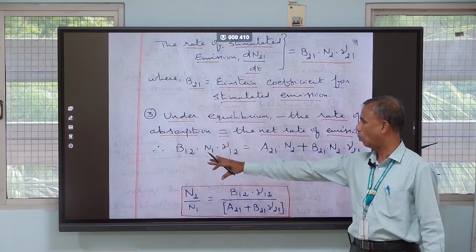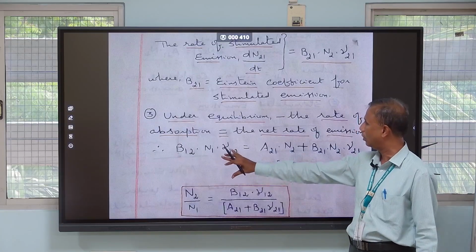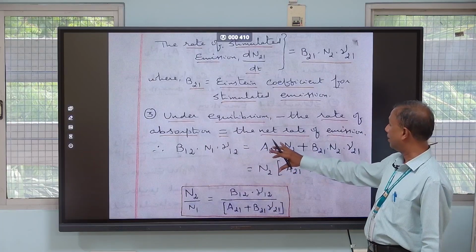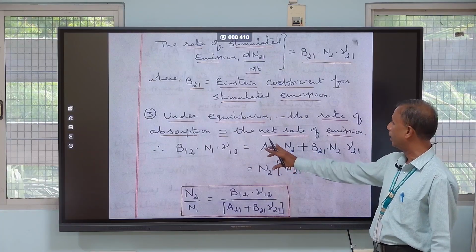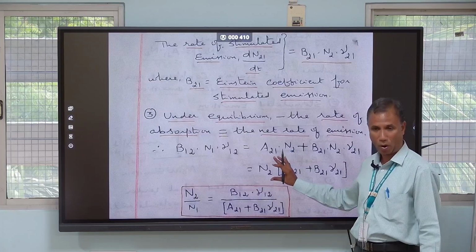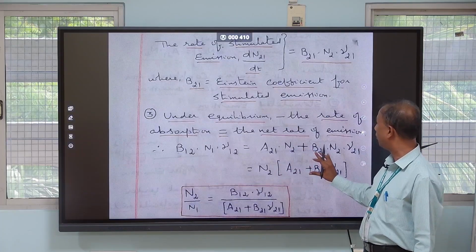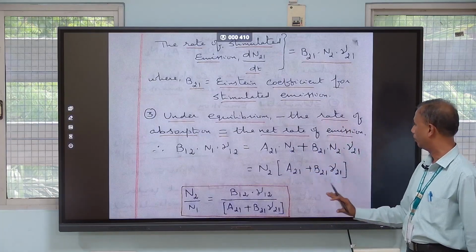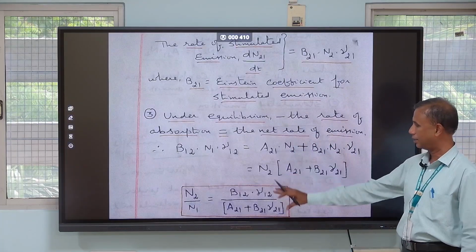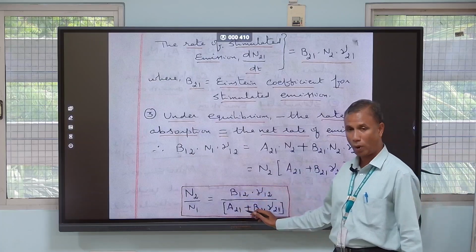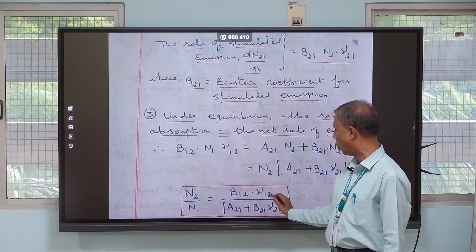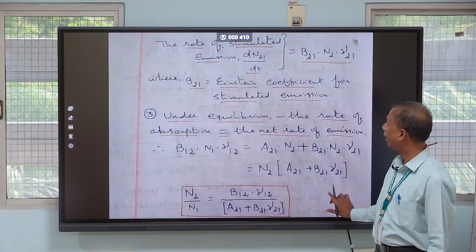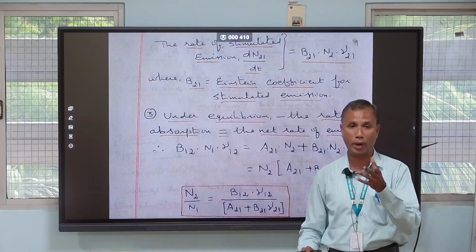So, therefore, B12 N1 nu12. So, this equation is for the rate of absorption, and this is for stimulated emission and spontaneous emission. A21 N2 is spontaneous emission, and this is for stimulated emission, A21 N2 plus B21 N2 nu21. After rearranging this equation, finally you have N2 by N1 equals B12 nu12 divided by A21 plus B21 nu21. You know what is the difference between 1,2 and 2,1.